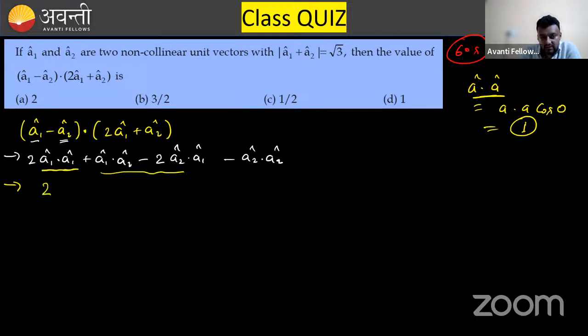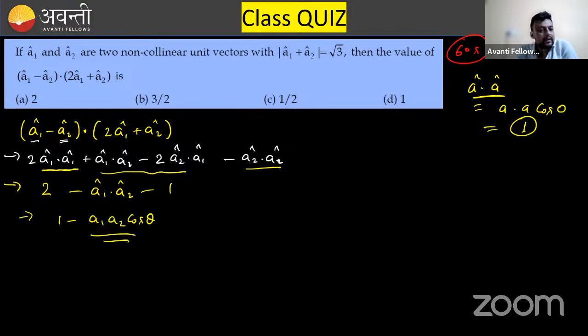And this is minus A1 dot A2, minus A2 dot A2 is again 1. So that is 1 minus A1 A2 cos theta. Let it be. This is your answer. Now, the answer is not in terms of theta. For that, they have given us one more equation.